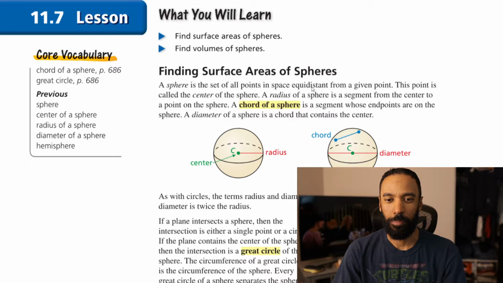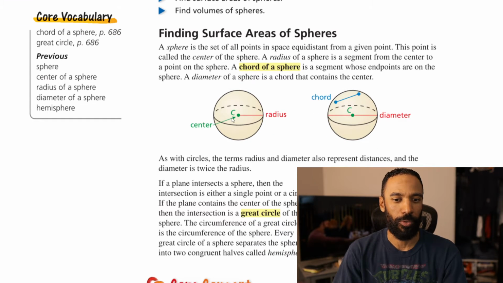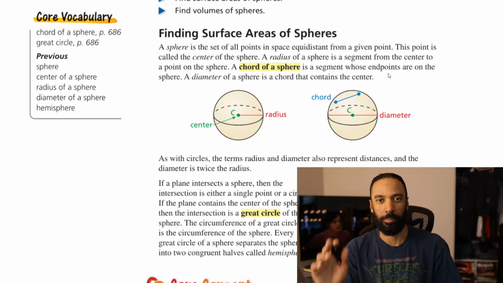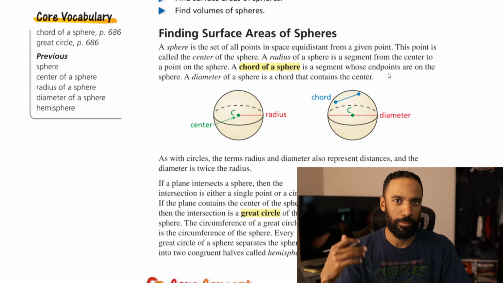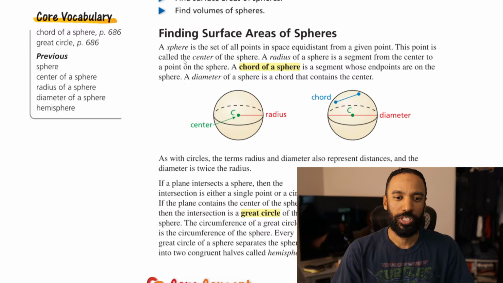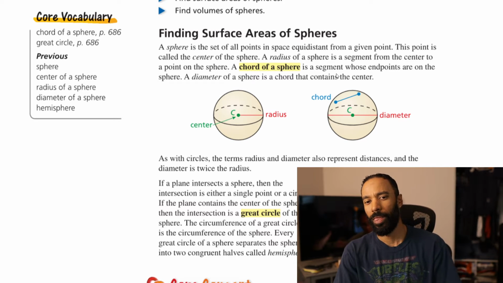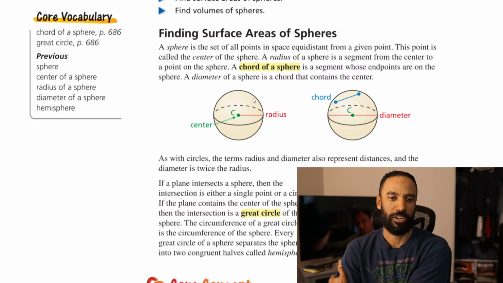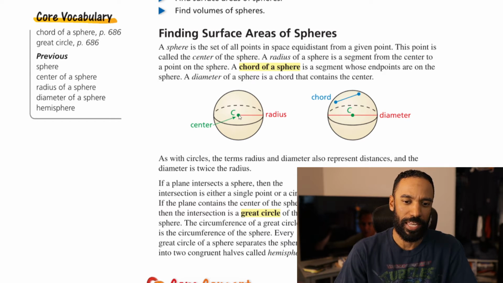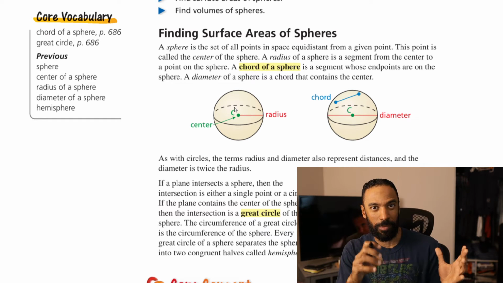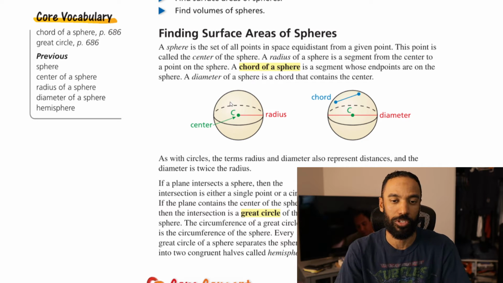A sphere is a set of all points in space equidistant from a given point. You think of a sphere like a ball: a baseball, a basketball, a volleyball, a soccer ball, a beach ball. This point is called the center of the sphere, so it's a 3D circle. A radius of a sphere is a segment from the center to a point on the sphere. So this is a radius, but a radius can go in any direction as long as it hits the sphere. Normally you don't see the center, but it's the same as the radius of a circle.